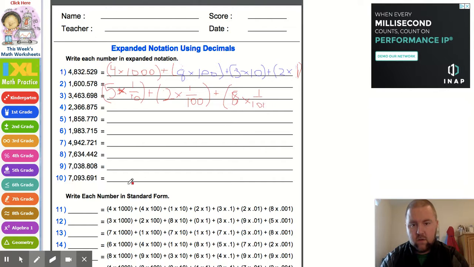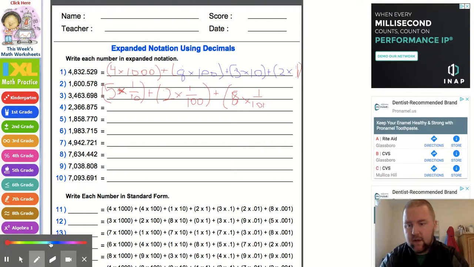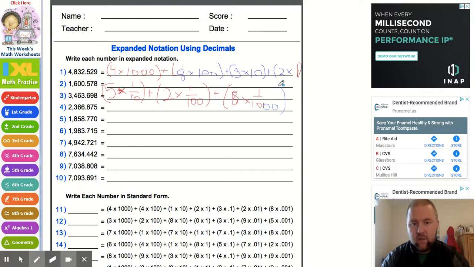It just does not want to work with me right now. Sorry about that. Let's change colors again. See if that helps. Looks like it does. Okay, so then that would be that number in expanded form. It's a lot. It's lengthy, but again, if you just remember digit times place, you should be fine every single time.